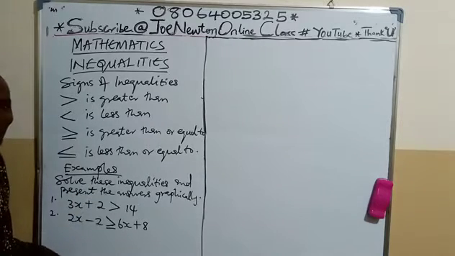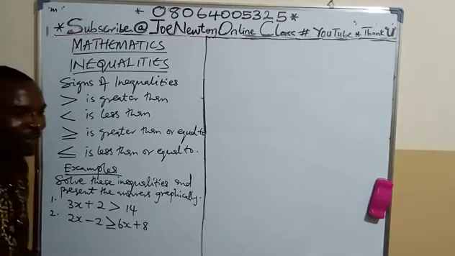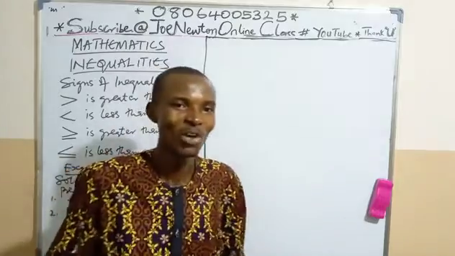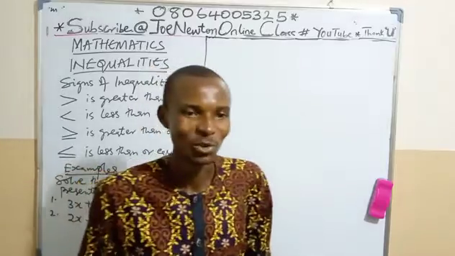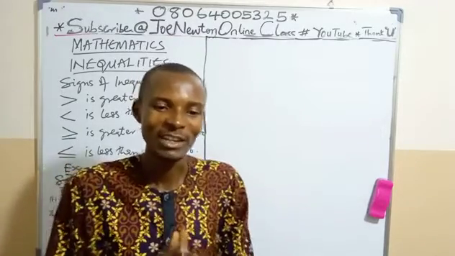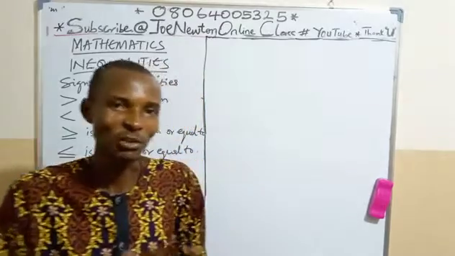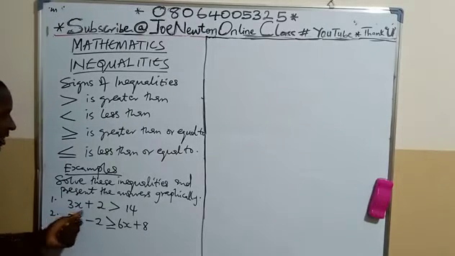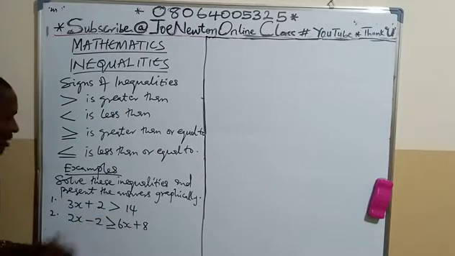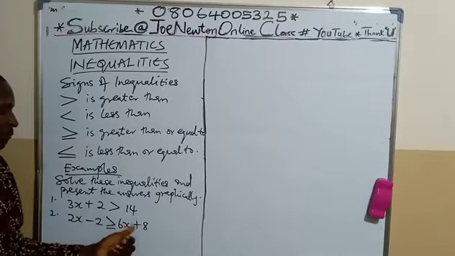Then let's have an example, a question. The question says, solve these inequalities and present answers graphically. So we can also present the solution of our inequalities in a linear graph using the number line to show the range of values, because the inequalities are not equal, the answers are always a statement of a range of values. Number one says 3x + 2 > 14. Number two, 2x - 2 ≥ 6x + 8.